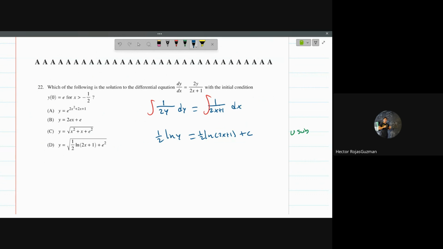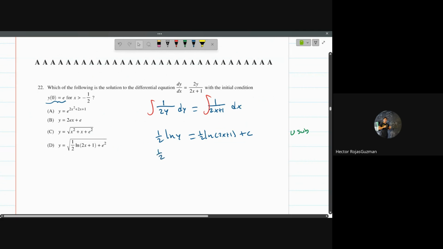Okay, we know that y of 0 is e. So let's go ahead and plug that in. If we plug in 0, because this is technically your x, right? If you plug in x, you get the y. 1/2 equals 1/2 the natural log of 0 plus 1 plus c. This is 1/2 equals ln of 1 plus c. So you get 1/2 is equal to c, because this right here is 0.